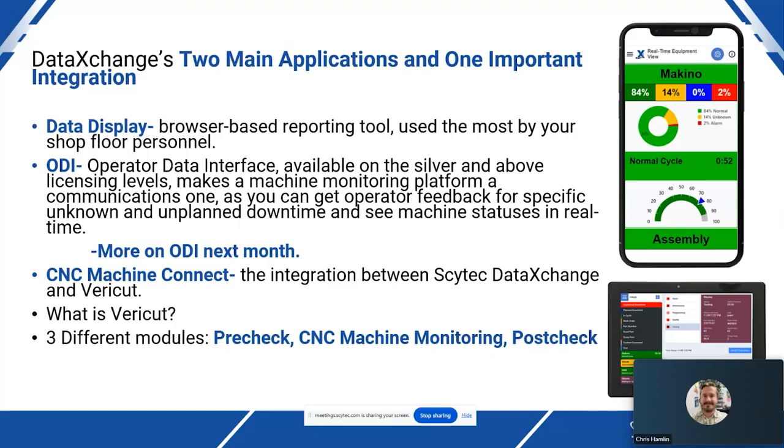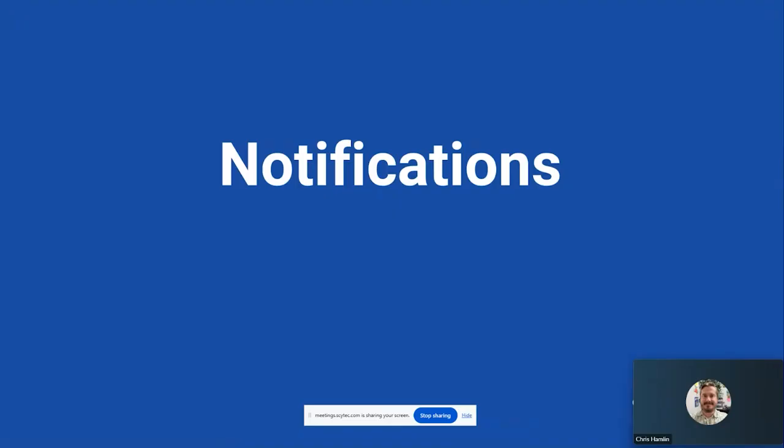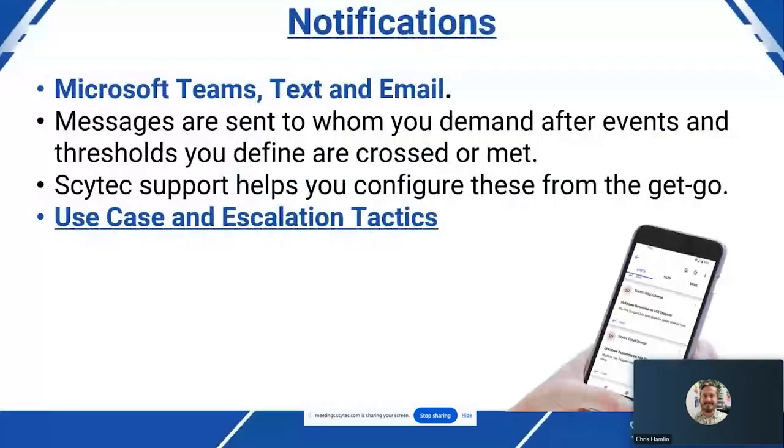Next up, I'd like to discuss the notification feature set inside of Scytec DataXchange and how that relates to data display. So there are 3 different ways that you can receive notifications for shop floor events, and that is via Microsoft Teams, text, and email. And messages are sent to whom you demand after events and thresholds you define are crossed or met. As I said, everything inside of Scytec DataXchange is 100% user defined.